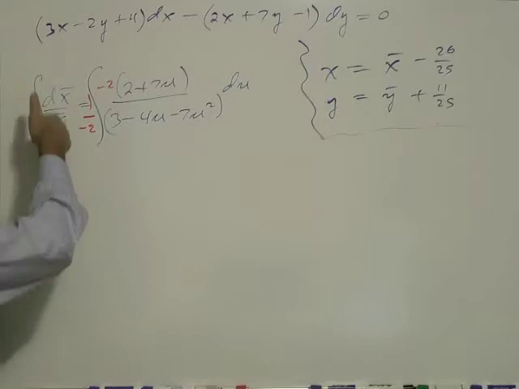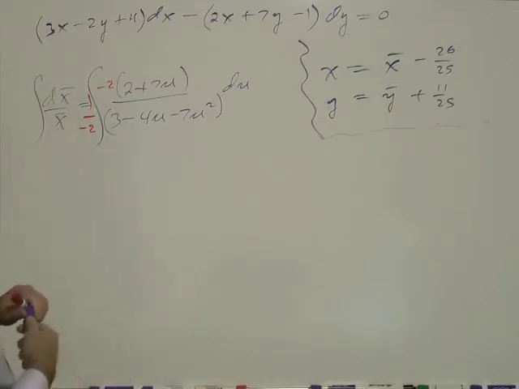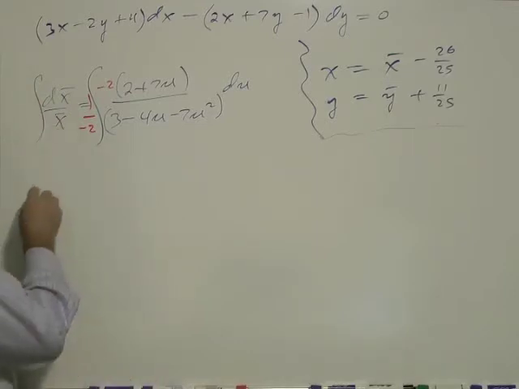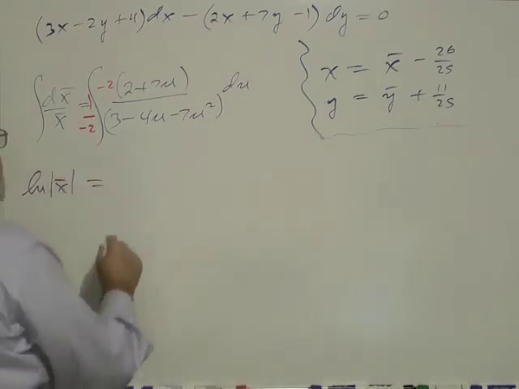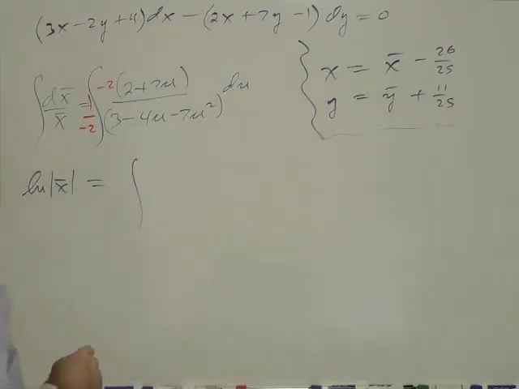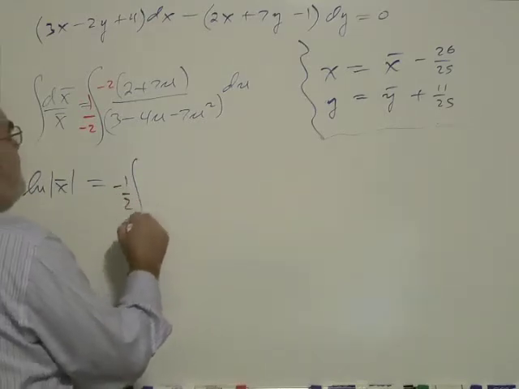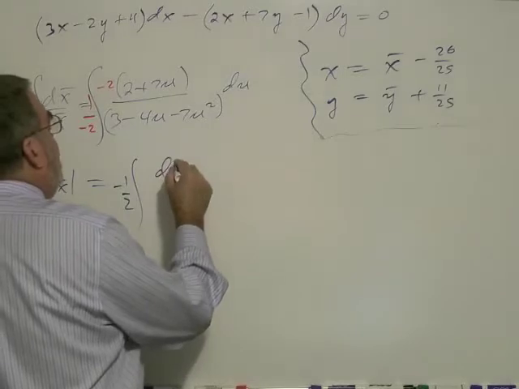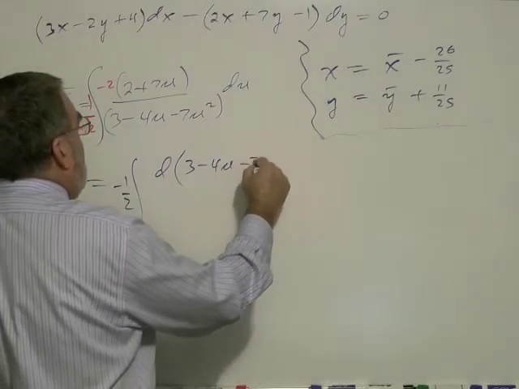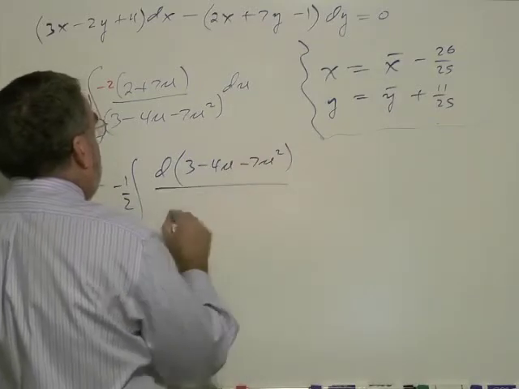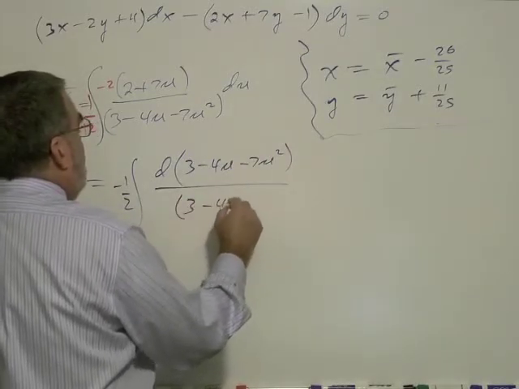The left side, I'm integrating dx bar over x bar. That's a logarithmic form. So I get natural log x bar, absolute value, equals the right side, which is negative 1/2 times the differential of 3 minus 4u minus 7u squared divided by that parentheses.